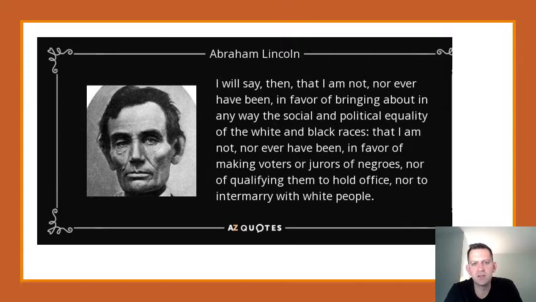He says, "I will say then that I am not, nor ever have been, in favor of bringing about in any way the social and political equality of the white and black races. That I am not, nor have ever been, in favor of making voters or jurors of Negroes, nor of qualifying them to hold office, nor to intermarry with white people."